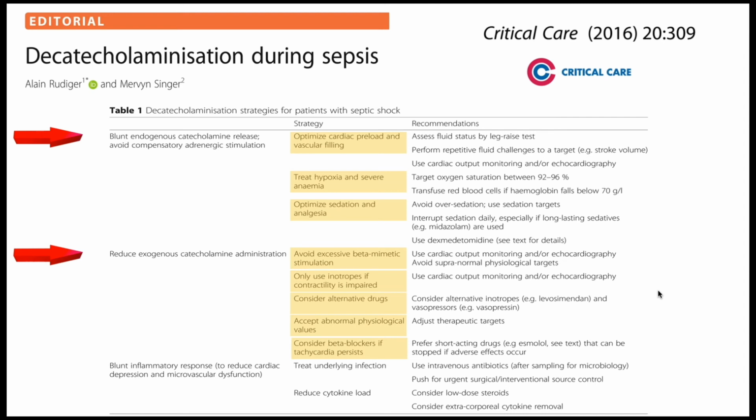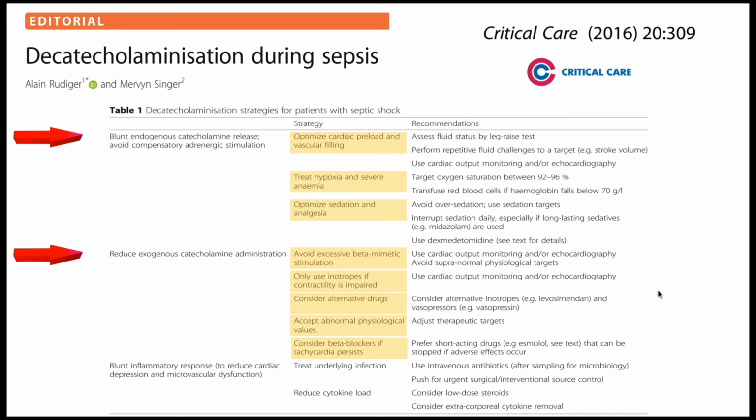To optimize the cardiac preload, we have to give fluids, which tends to cause problems. The second is severe anemia. We have to give blood products, which itself has their own side effects. Finally, excessive sedation and analgesia also affect patient outcomes.